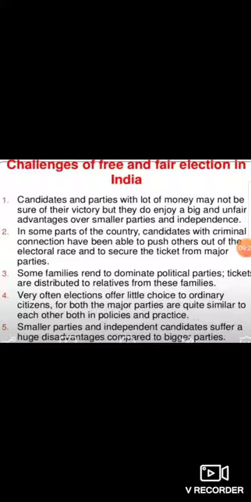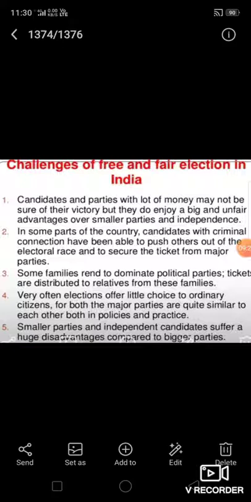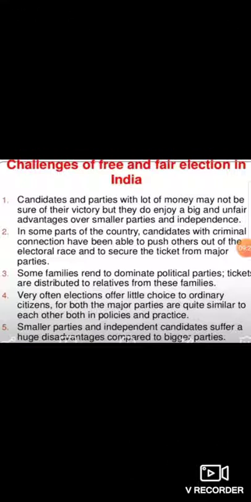In some parts of the country, candidates with criminal connections have been able to push others out of the electoral race and to secure a ticket from major parties. Some families tend to dominate political parties. Tickets are distributed to relatives from these families. Very often, elections offer little choice to ordinary citizens.